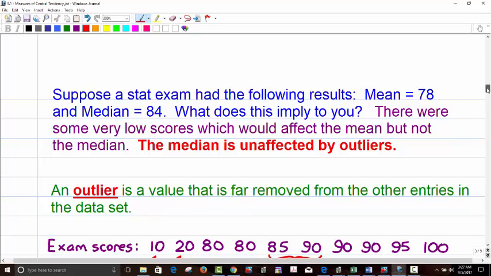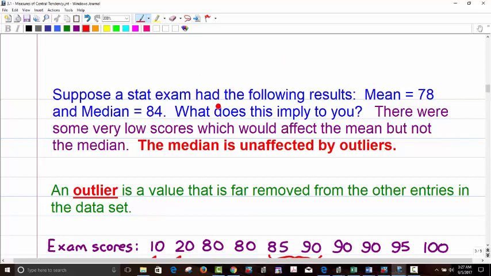Now in another video, I mentioned when I was doing dot plots and the stem and leaf display, I talked about the idea of an outlier. Now let's say we had an exam with the following results, where the mean, the class average, was 78, but the median was 84. That means half the people did better than 84, half did lower. What would this tell you?